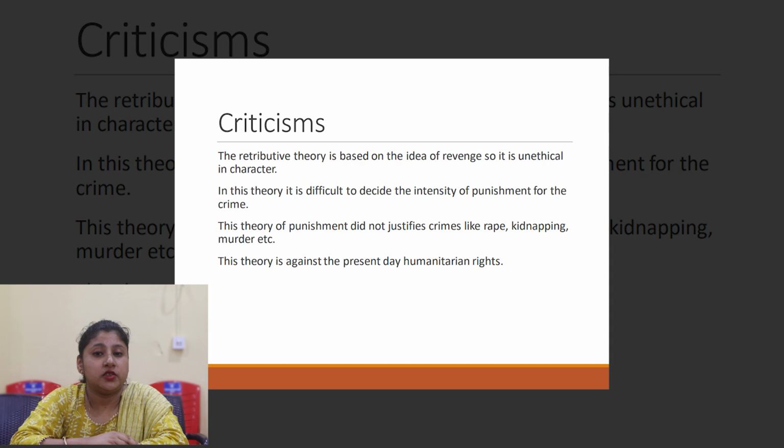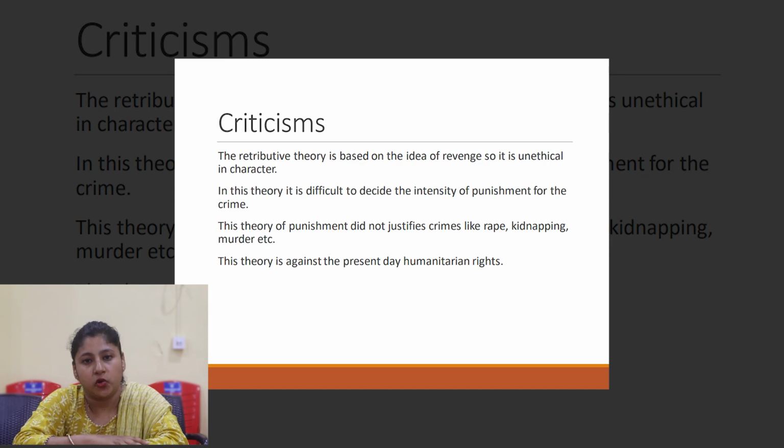In this theory, it is difficult to decide the intensity of punishment for the crime. This theory does not justify crimes like rape, kidnapping, murder, etc. This theory is against present-day humanitarian rights, because the main aim of retributive theory is revenge. If someone hurts a person, the person has the full right to hurt him the way he was hurt. But we cannot always accept it, because in case of rape, or kidnapping, or even murder, this type of punishment is not at all acceptable.